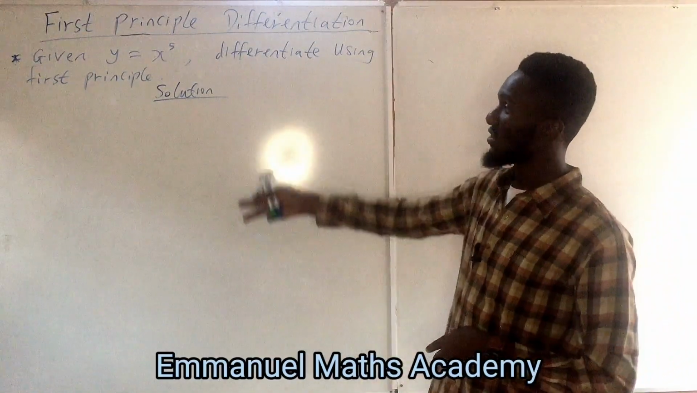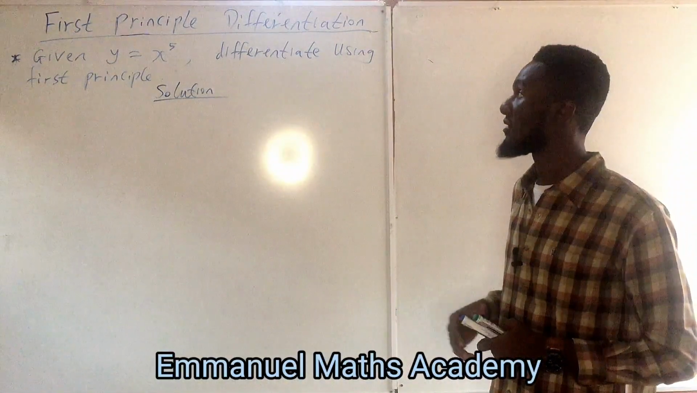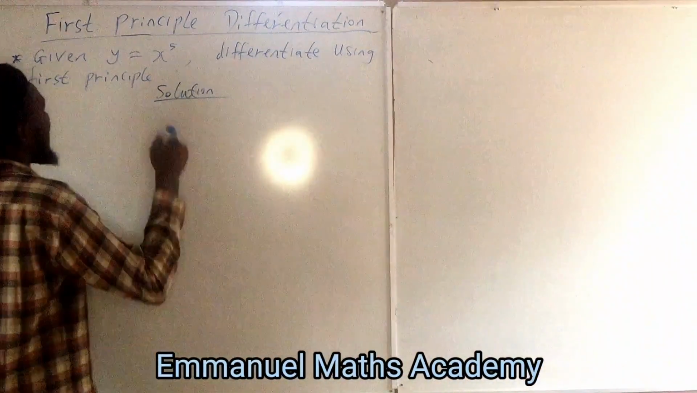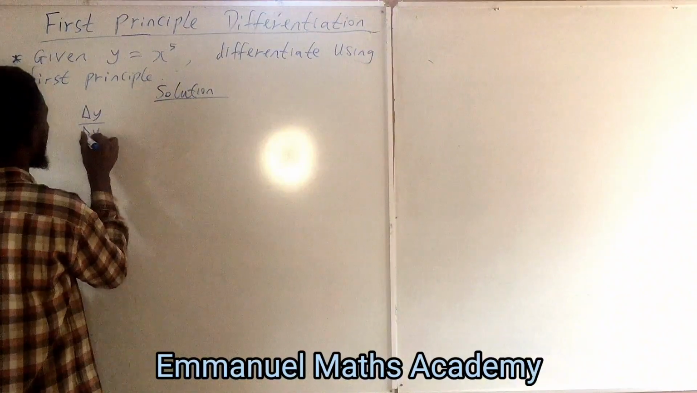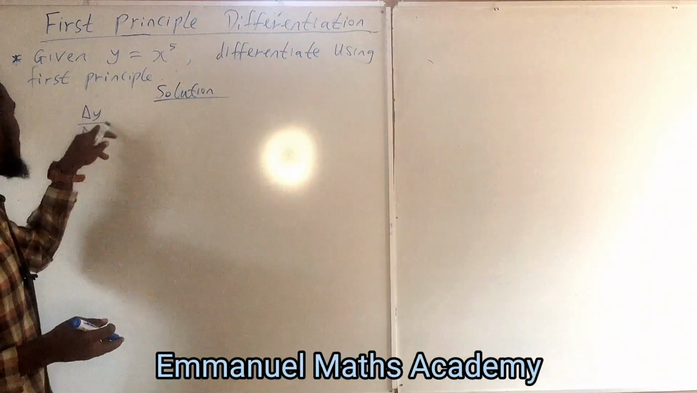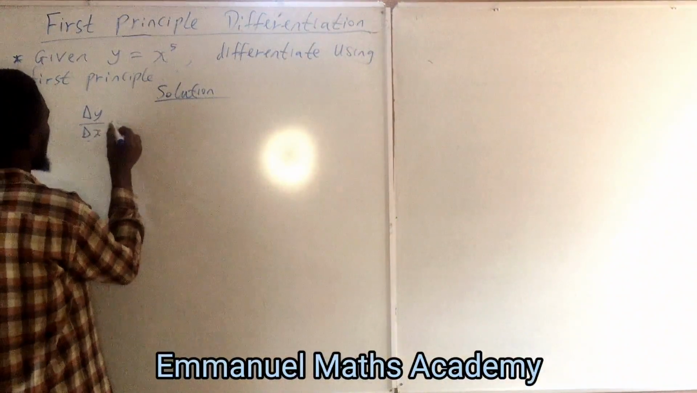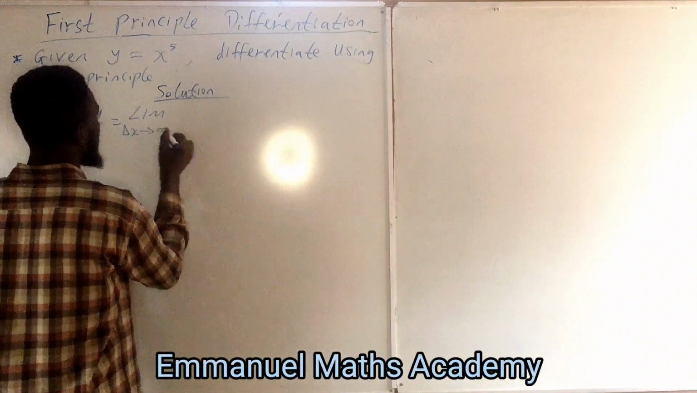So let's look at this question on the board. Given y equal to x power 5, differentiate using first principle. By definition, first principle is dy/dx, where d is delta, or change in y with respect to change in x. It should be f prime of x, which is equal to the limit as delta x tends to 0.